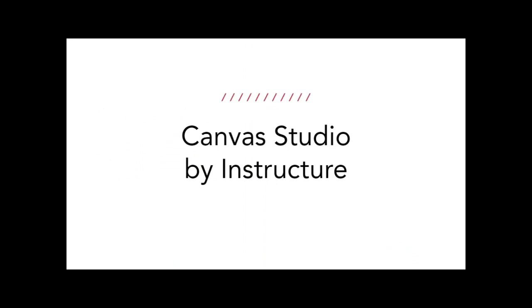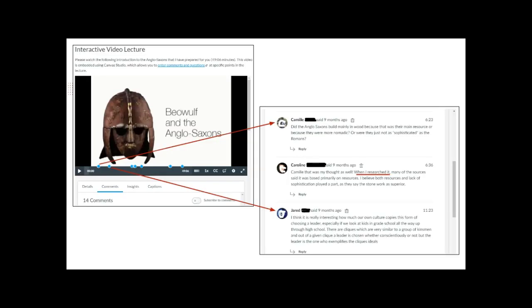So let's talk a little bit about Canvas Studio by Instructure. Instructure is the parent company, in case you didn't know. And it started out being called Arc, but it's now called Canvas Studio. And this is just a screenshot from a British literature course where the instructor did have rather long video lectures, like 49 minutes long. But you notice here, these little blue dots, that's where the students are entering comments into the timeline. And they're saying, well, did the Anglo-Saxons mainly build in wood because that was their main resource, or blah, blah, blah. Well, that was my thought as well.